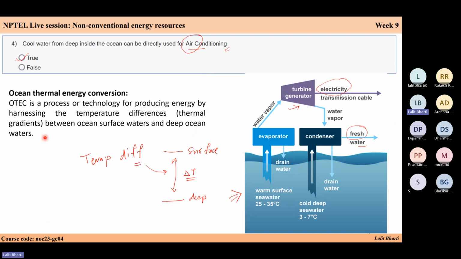Then we have the fourth question. It says, cool water from deep inside the ocean can be directly used for air conditioning.